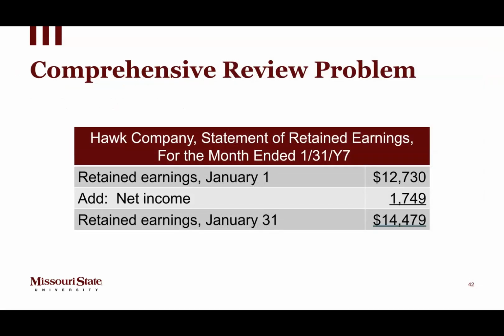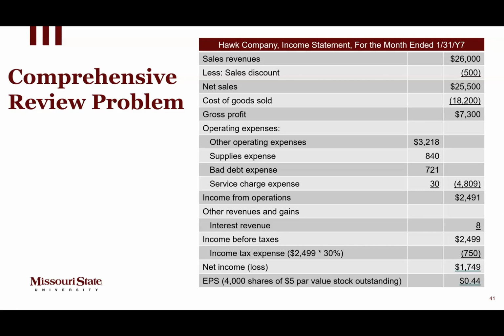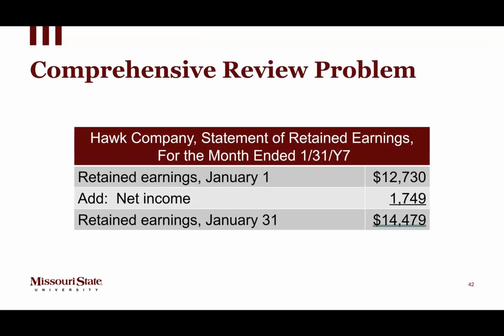Okay. So our net income number is going to come over to our new retained earnings statement. We didn't have to pay any dividends. So this is going to be a very simple retained earnings statement. It gives us our beginning retained earnings of $12,730. We add our net income that we pulled from the income statement, and it gives us a new ending retained earnings as of January 31st of $14,479.